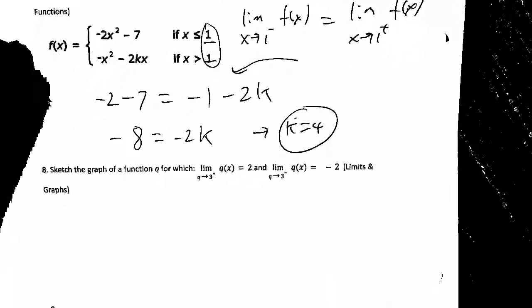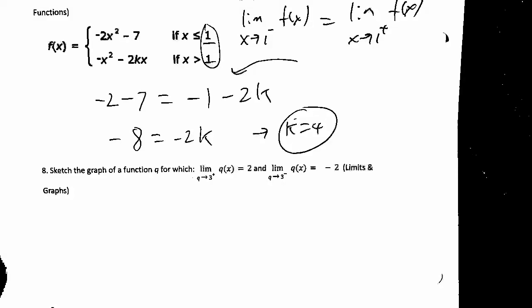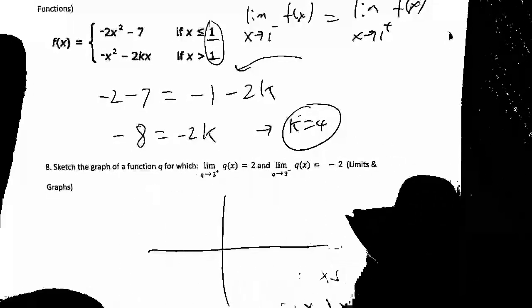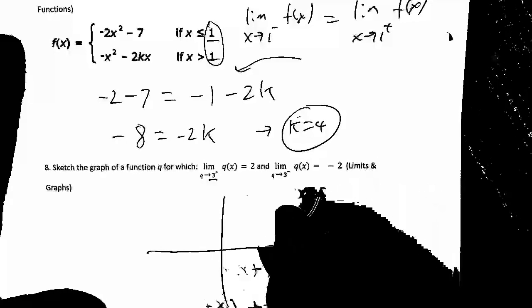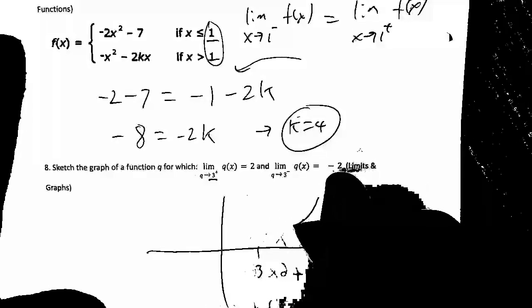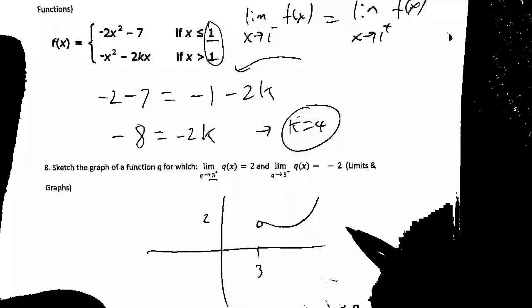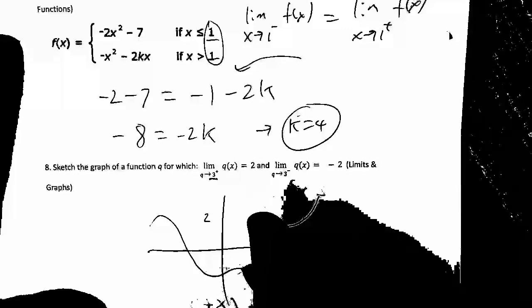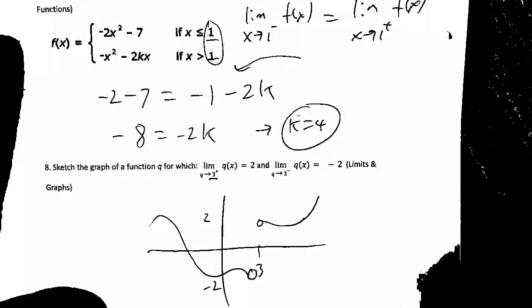Okay. 8. Sketch the graph of the function q for which the limit as q approaches 3 from the right equals 2 and from the left is negative 2. So you can just draw an axis and sketch this. As we approach 3 from the right, it's 2. So let's just call this 3. As I approach 3 from the right, it's 2. This is 2 right here. As I approach 3 from the left, it's negative 2. So it can do whatever I want over here, but down here, it's negative 2. That's it. We did it.